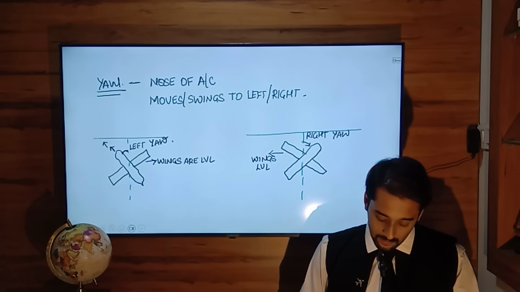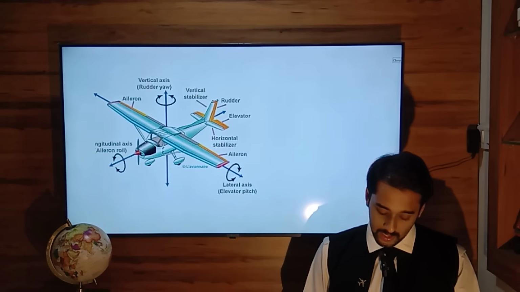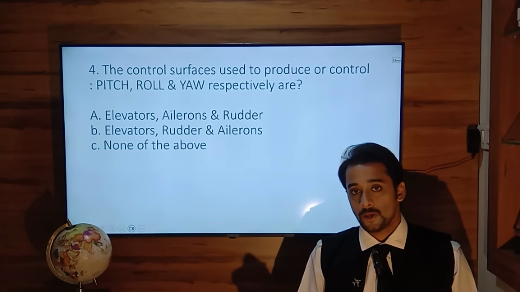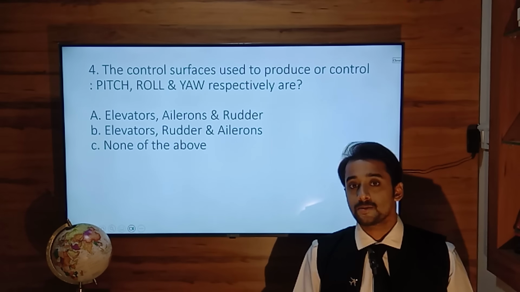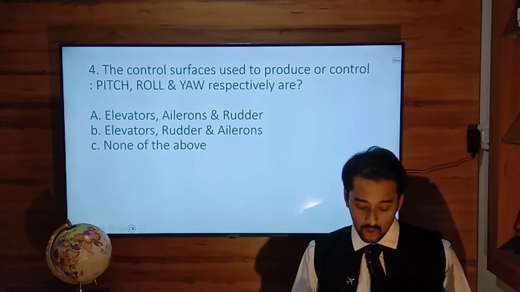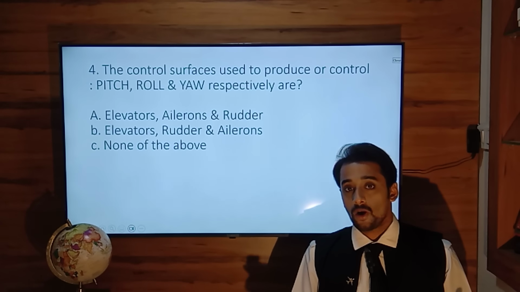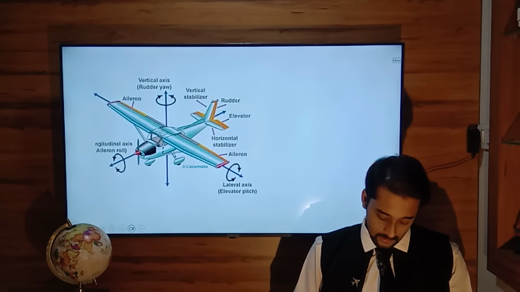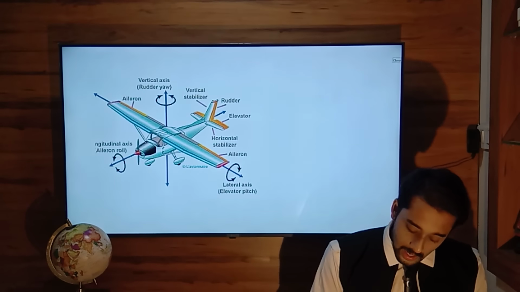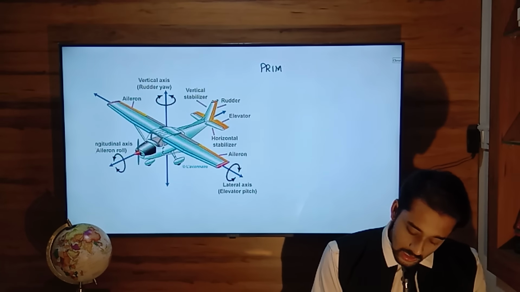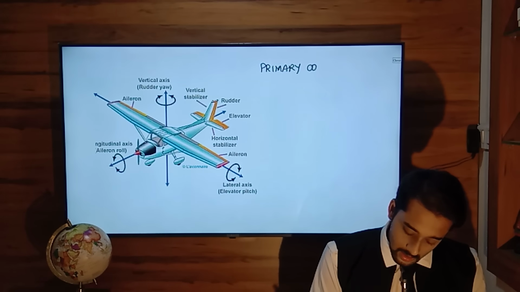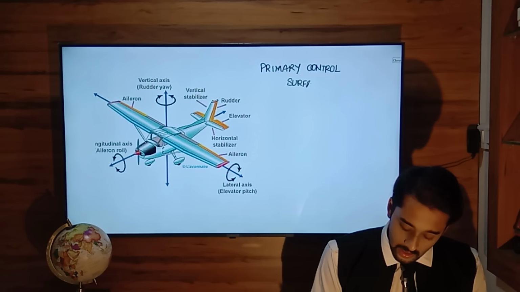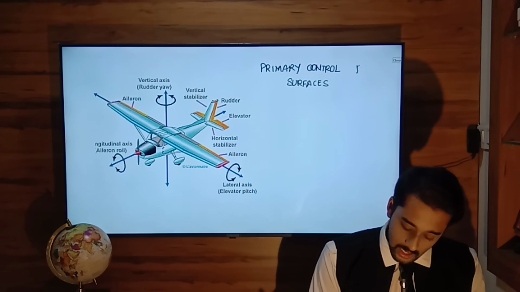So next, let's come back to the question once we have revised these basics: the pitch, roll and yaw. So what control surfaces on your aircraft, how is pitch generated, or how is roll produced, yaw produced? What control surfaces on your aeroplane do that? So we have three primary control surfaces and the results that they produce.